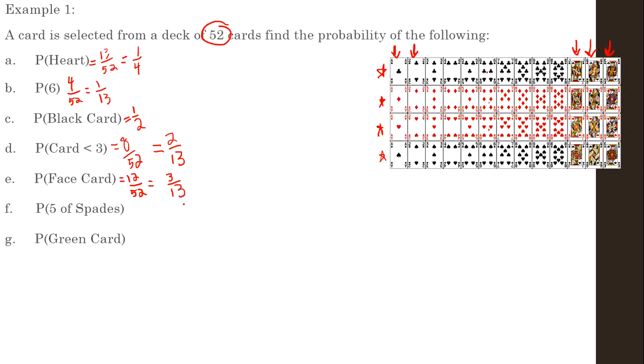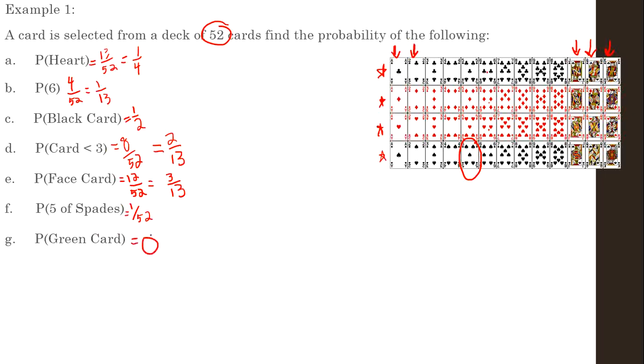What's the probability that we draw a 5 of spades? Well, there's only one 5 in the one suit of spades, so that would be 1 out of 52. And then the last question is, what is the probability of drawing a green card? Well, we don't have any green, we only have red or black, so that probability would be 0 or no chance.